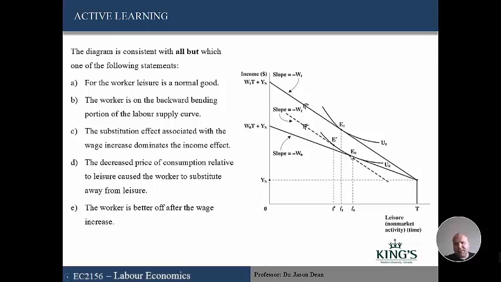We know here that the substitution effect goes from E0 to E prime, and the income effect is from E prime to E1. So clearly here the substitution effect is higher for this wage increase than the income effect. And so actually C is the answer to this question.